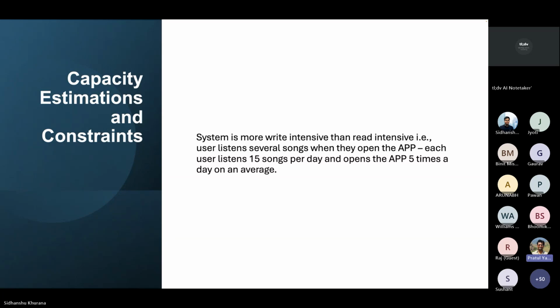Okay. So I think this point we have already mentioned, that there are some assumptions, because the system that we are designing can only scale well when we have set the assumptions right, that our system is write intensive rather than read intensive, right? Accordingly, we can scale our systems. So I think we can go to the next slide, Sudhanshu.